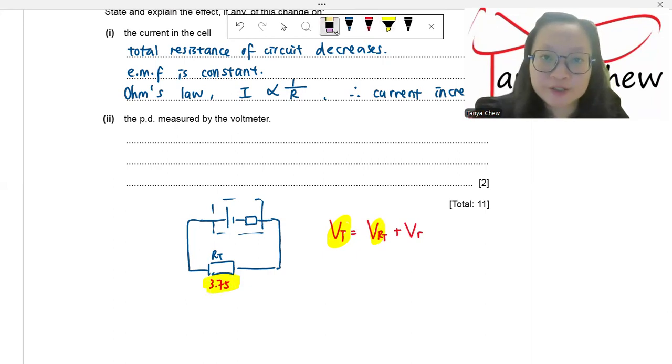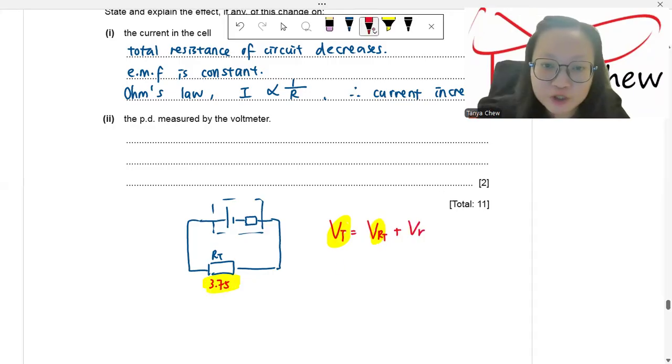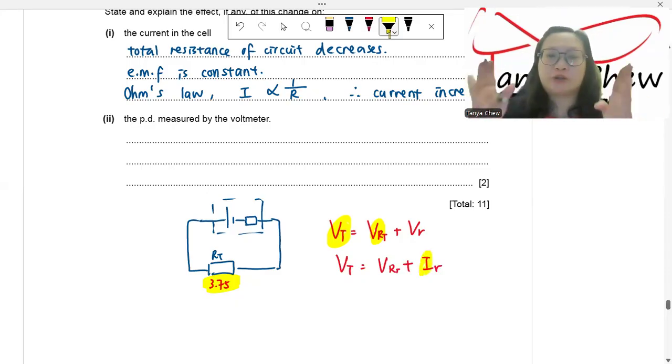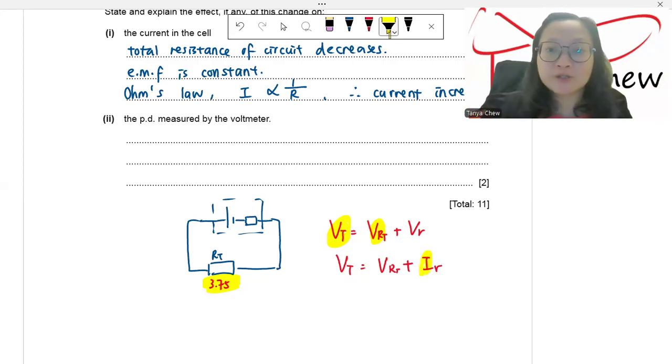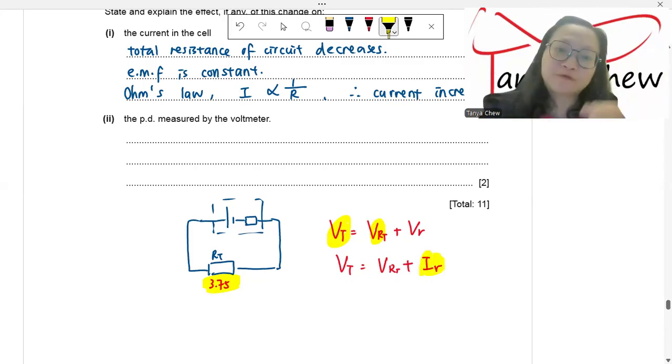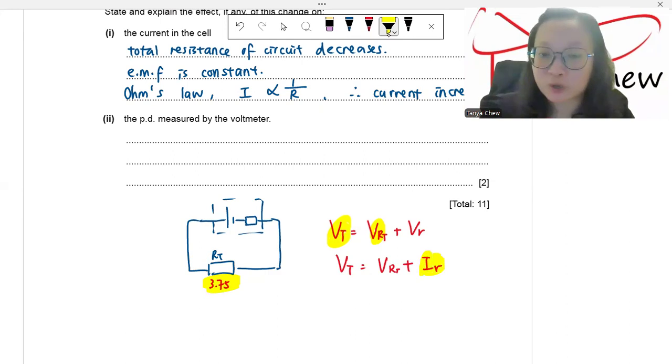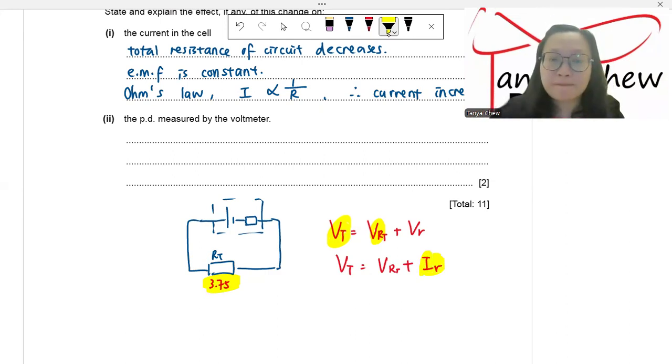Or you can use this. No, you use this. Okay, I put V R. Now I change this. The total EMF is equal to the PD across all the R plus IR. See, the current across the internal resistance now increases due to the third resistor, right? So therefore, the PD across the internal resistance will have to increase. And the total EMF is constant. Therefore, the PD measured by the voltmeter will have to decrease, right?